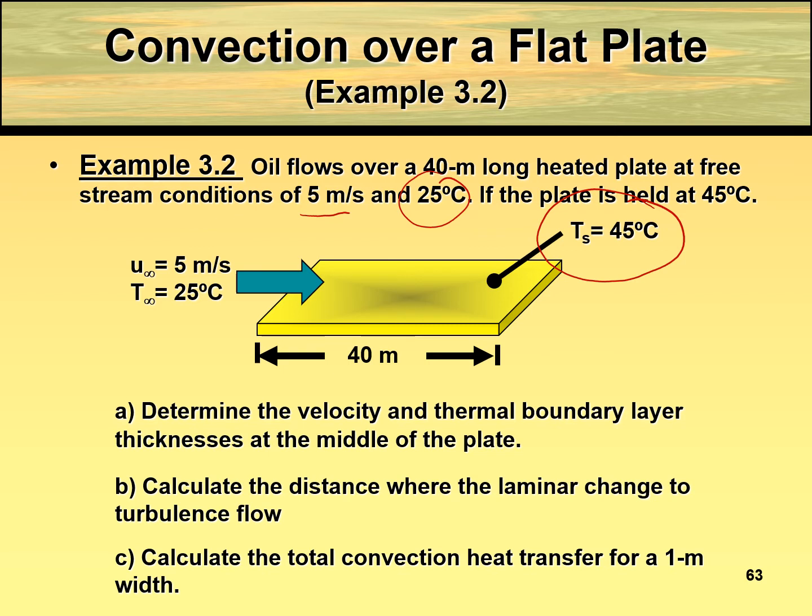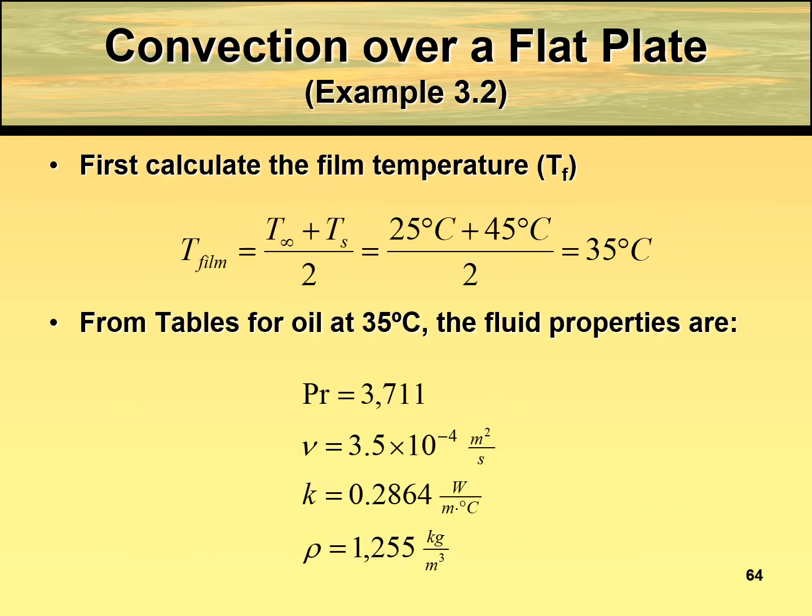Second, calculate the distance where the laminar flow changes to turbulent flow, so you have to determine X critical. And third, calculate the total convection heat transfer for a 1 meter width. Okay, so if the flat plate width is 1 meter, calculate the Q. Initially you need to find the film temperature, which is the average temperature between the free stream temperature and the surface temperature. And then after that you have to get the properties.